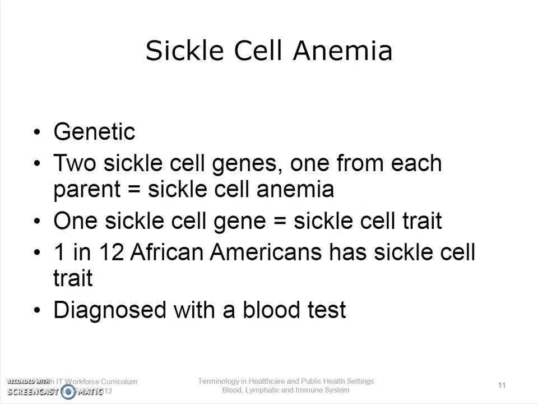Sickle cell anemia is caused by a genetic problem. People with sickle cell anemia are born with two sickle cell genes, one from each parent. If the patient has only one sickle cell gene, they have what is called sickle cell trait. About 1 in 12 African Americans has sickle cell trait. A blood test can show if the patient has either the sickle cell trait or the anemia.